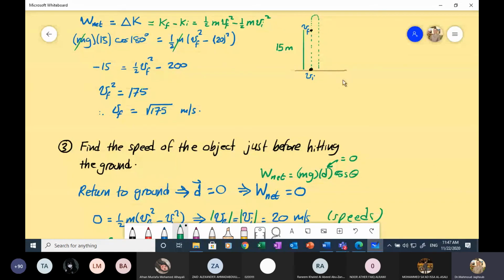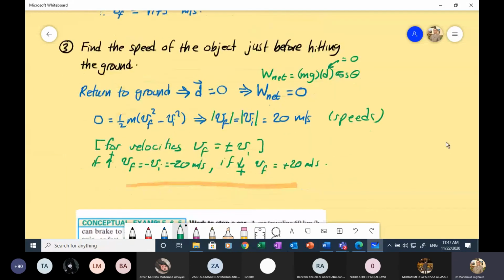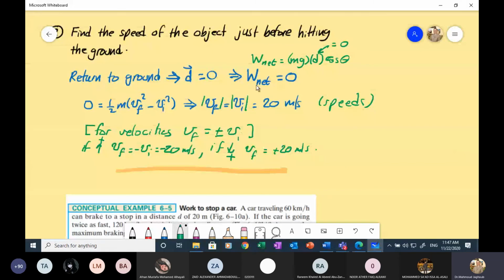Now tell me, when it has gone up and come back down again, it's on the same line, by the way. What is the displacement when it comes back to this point? It's zero. The displacement is 0, and therefore W net equals what? 0. As simple as that. So we say 0 equals delta K, and the only thing is that V final equals what? V initial. So the magnitude of V final must be equal to the magnitude of V initial, which equals 20 meters per second.